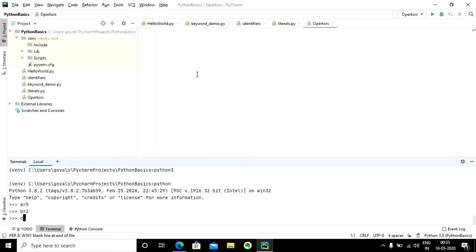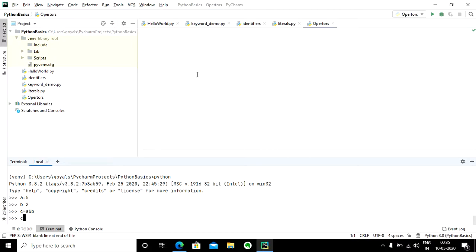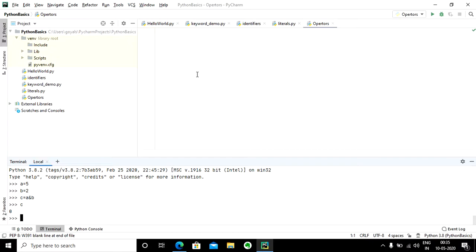Okay, now if I calculate c equals to a and b, so what is this like? The bitwise AND is represented by a single ampersand sign. Okay, now if I print the value of c, then that comes as 0. So why is it happening like this?